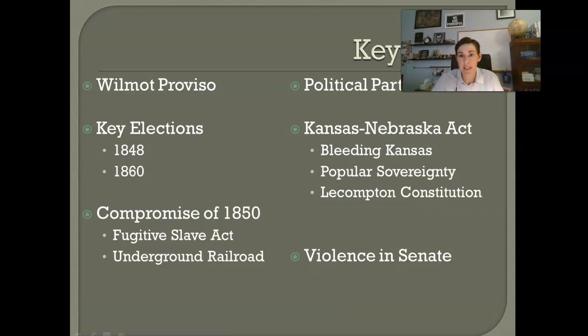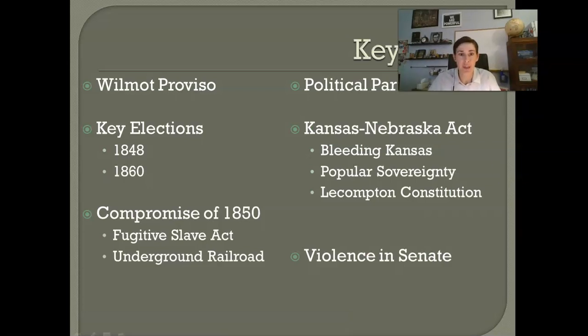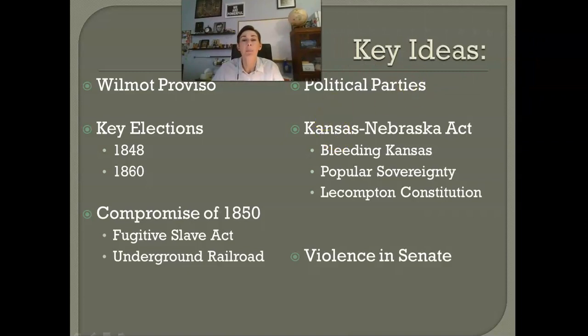So, key ideas. I already mentioned all of these just a minute ago. Political parties, we're going to get into more detail about that in the next video lesson. But there are some key elections you need to think about. 1848 and 1860 were particularly pivotal in pushing the country on a downward spiral to civil war. We're also going to look at the Kansas-Nebraska Act, violence in the Senate, and the Compromise of 1850.